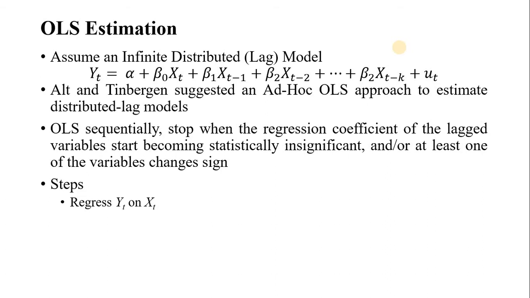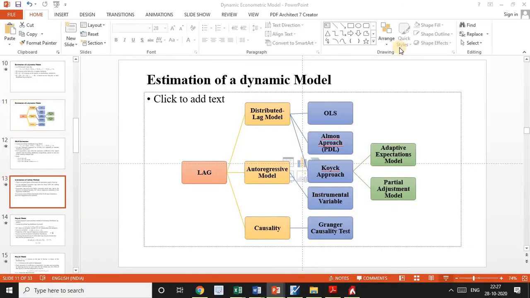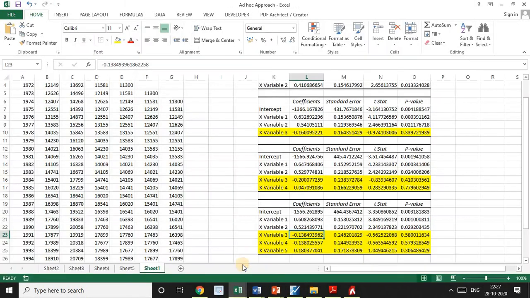So the steps are: regress y on xt, regress y on xt and xt minus 1, regress y on xt, xt minus 1, xt minus 2, and so on, and stop when one variable becomes statistically insignificant or its parameter changes its sign. This is what is called the ad hoc OLS procedure. So let me check how we can do the ad hoc OLS procedure.